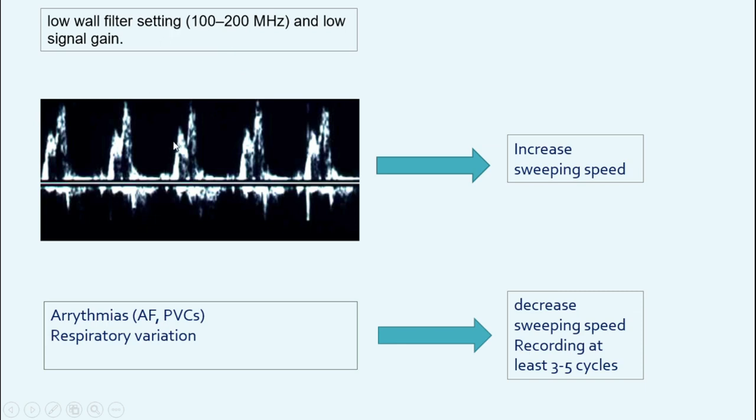For optimizing the Doppler image, we have to decrease the gain until the background doesn't have any noise and is black, and the wall filter should be around 100 to 200 megahertz.